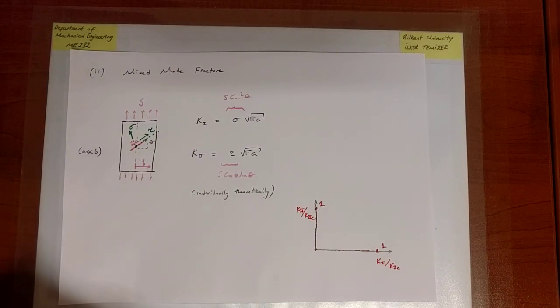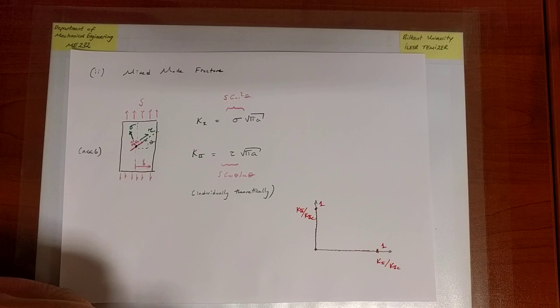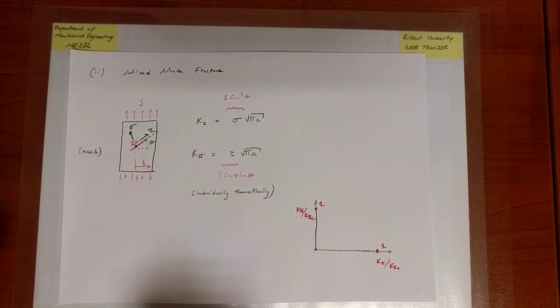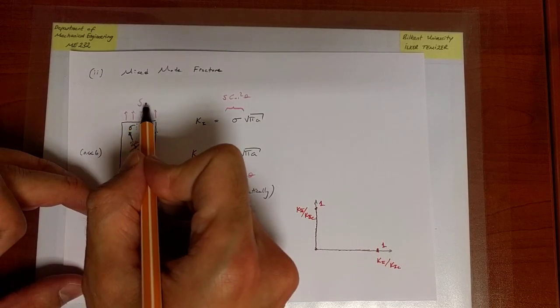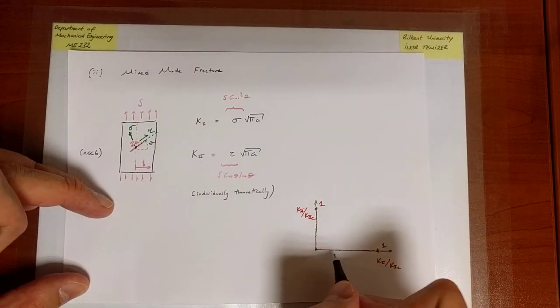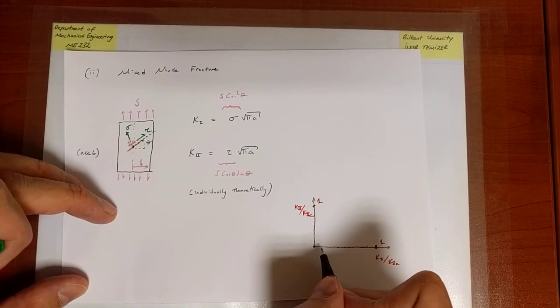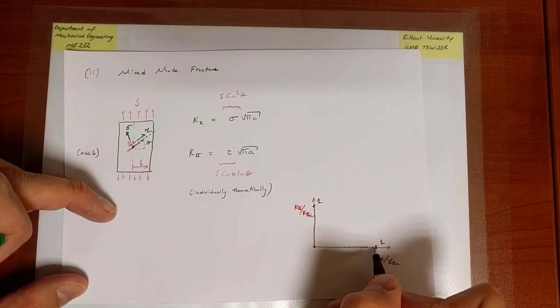Now the question is, well, what happens in combination? Now in combination it's easy to adjust. If I increase, for a given load, the value of theta, at theta equals 0, it's pure mode 1.